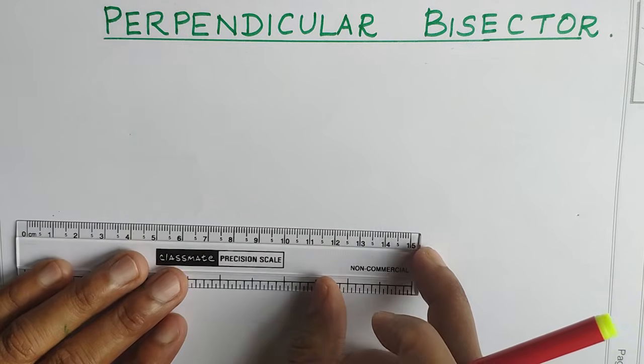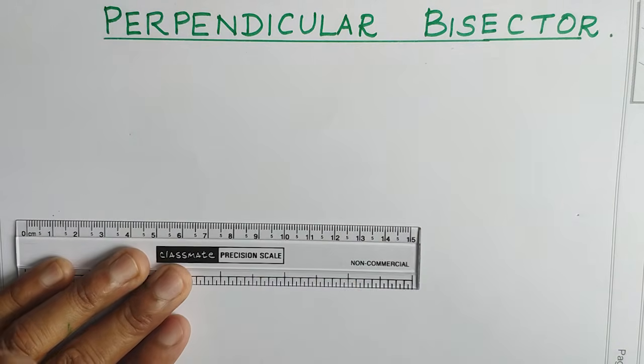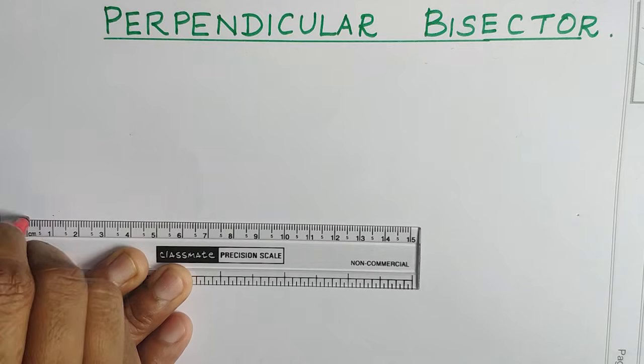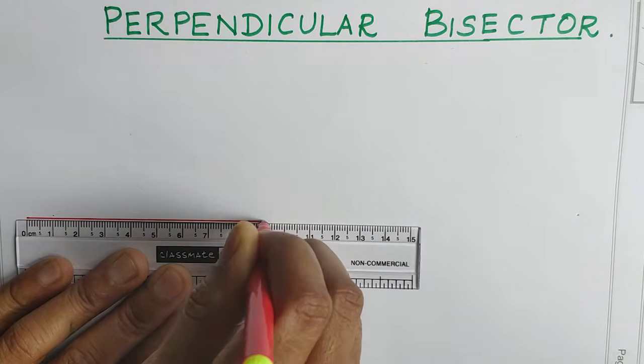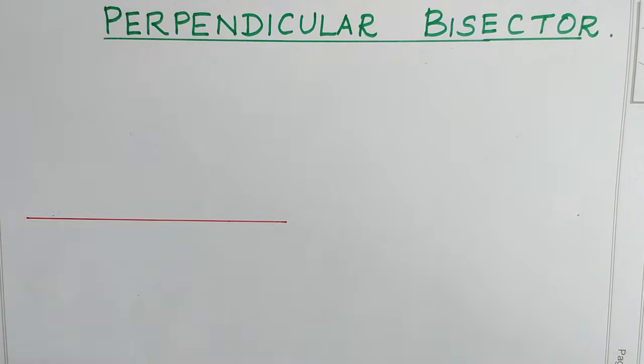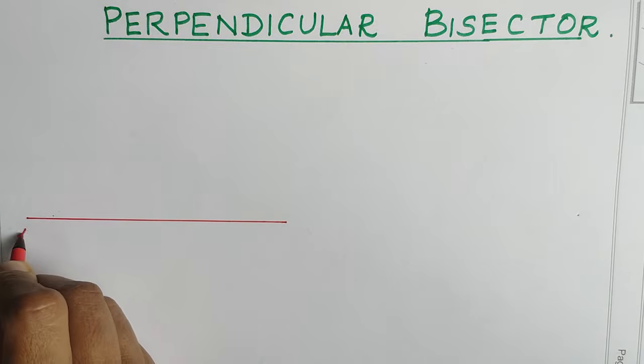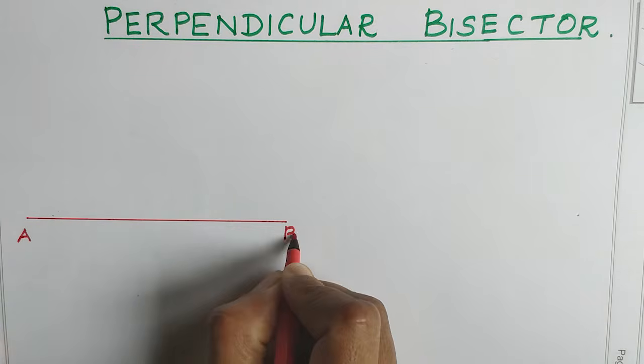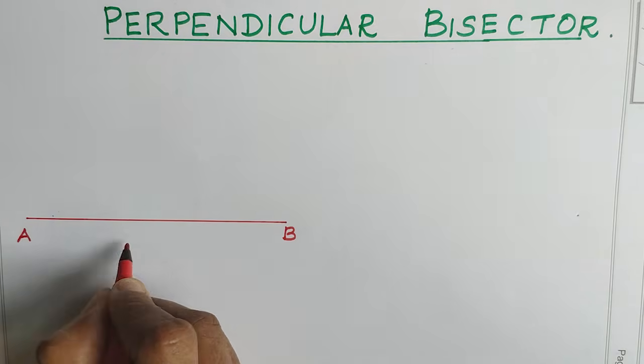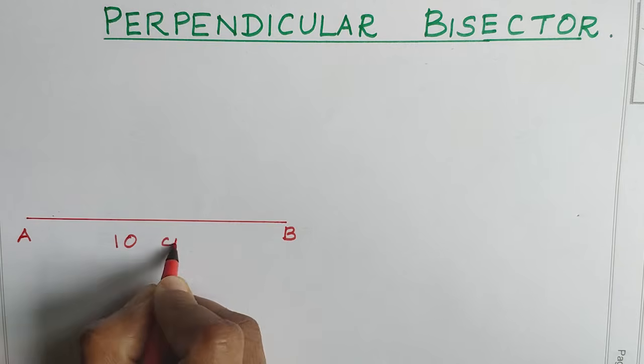So first step is draw a line segment of length 10 centimeter. We can name it as AB and the length is 10 centimeter.